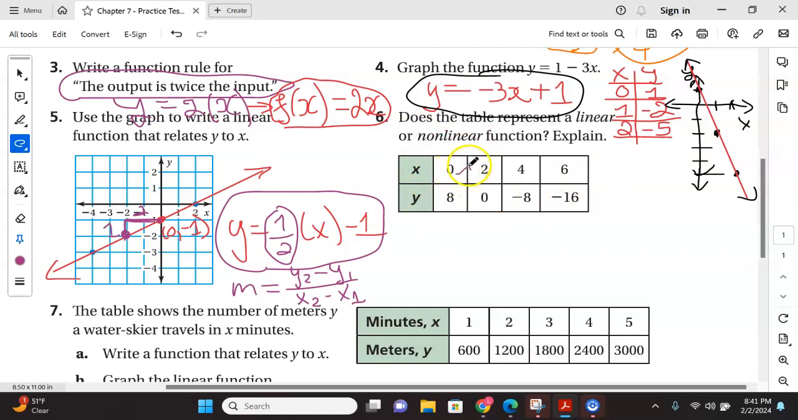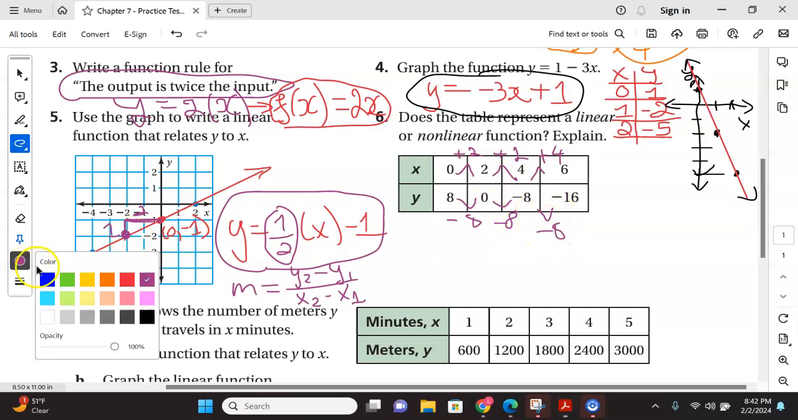Well, look at the input. You go from 0 to 2, you plus 2; 2 to 4, you plus 2; 4 to 6, you plus 2; and then 6 to 8, you plus 2. Then 8 to 0, you subtract 8; 0 to negative 8, you subtract 8; and negative 8 to negative 16, you subtract 8.